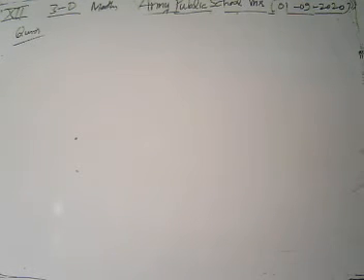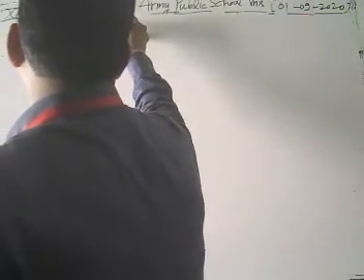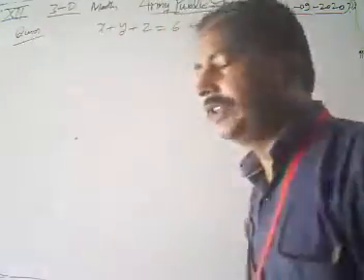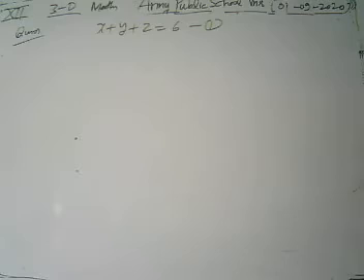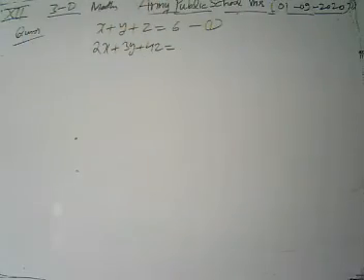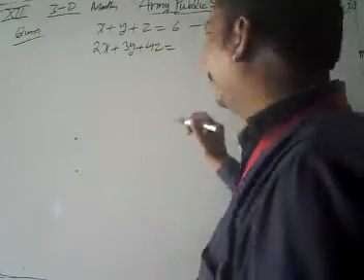Find the Cartesian form of the equation of the plane which passes through the intersection of the planes given by x plus y plus z equals 6. This is our equation of plane 1. And the second one is given by 2x plus 3y plus 4z equal to minus 5.